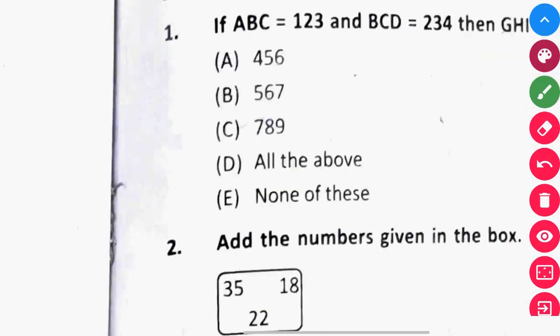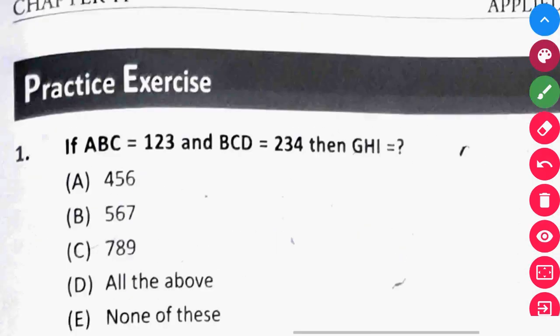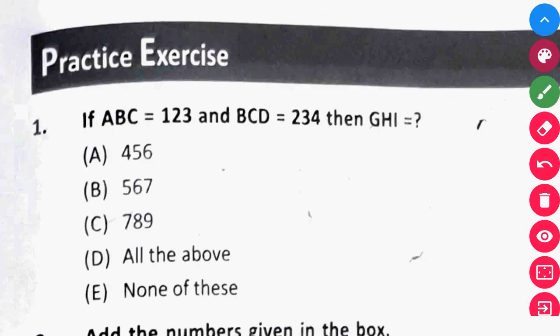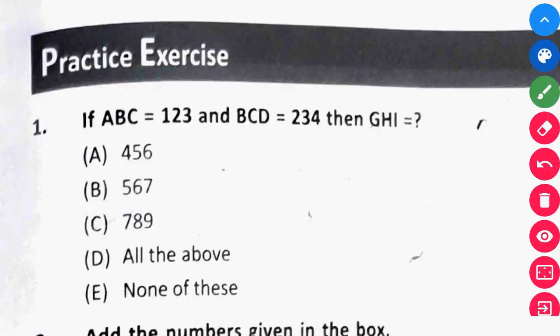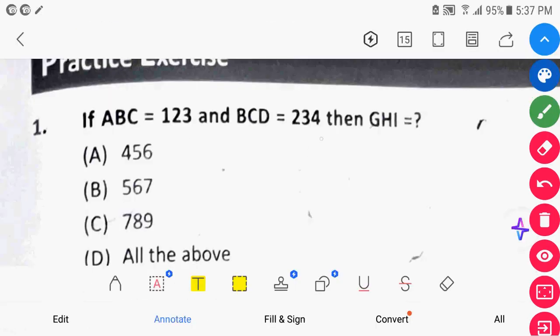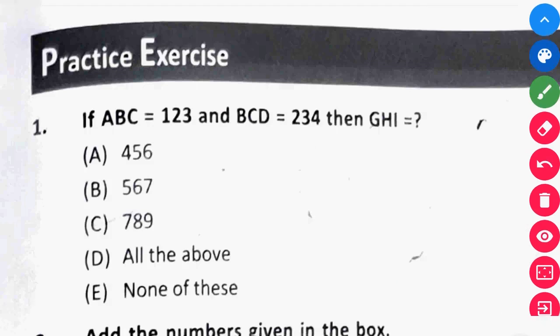Okay, I think you understood the concept. We'll directly move to the practice exercise. Now the very first problem of the practice exercise is: if ABC is equal to 1, 2, 3 and BCD is equal to 2, 3, 4, then what is GHI?